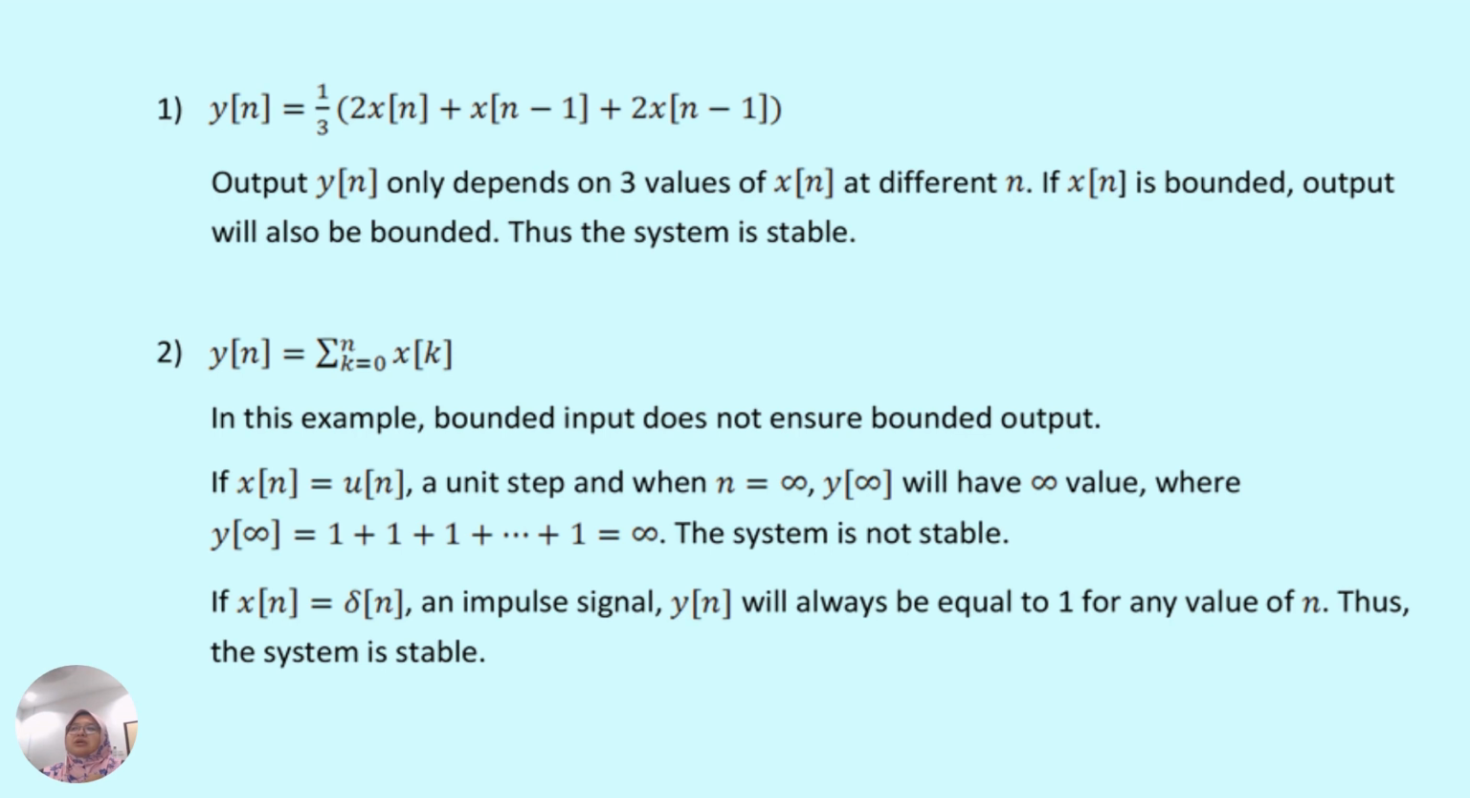Okay. And in this example it is also the same. If you look here, in this example, bounded input does not ensure bounded output, because if you have a bounded input, say you use an impulse, but k goes from 0 to infinity, then it is the same, so it is not stable.